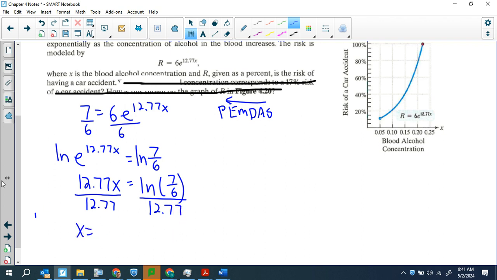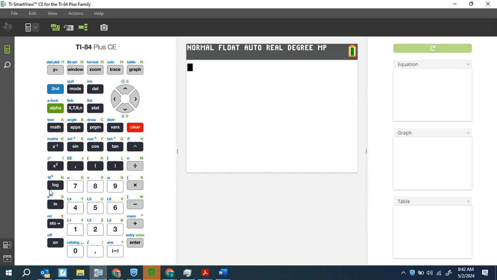So if you don't have a calculator yet, go grab one. You would be doing ln of 7 divided by 6. Be sure to close your parentheses. And then divide that by 12.77. So we get 0.012.